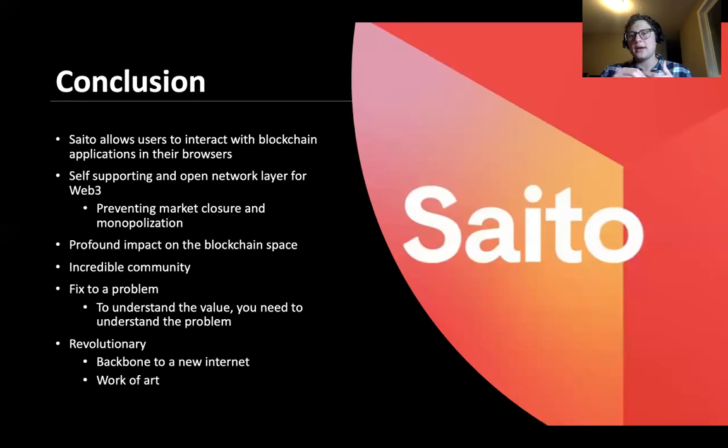Now, another big call out that I wanted to note was that the community behind Saito, all of the Telegram chats and everything, everyone is amazing. They're very supportive of each other. And I've learned a lot from interacting with some of those people. And I've also learned a lot by interacting with David and Richard.